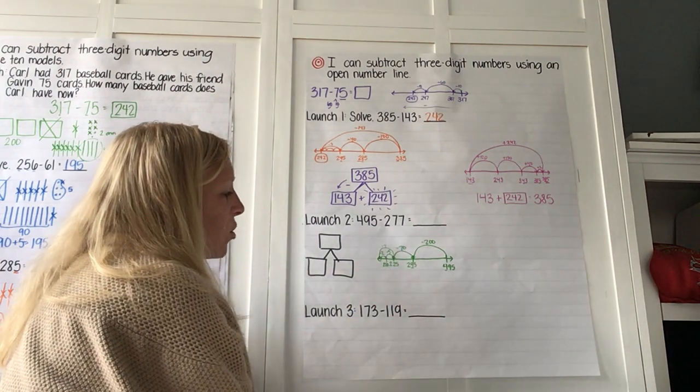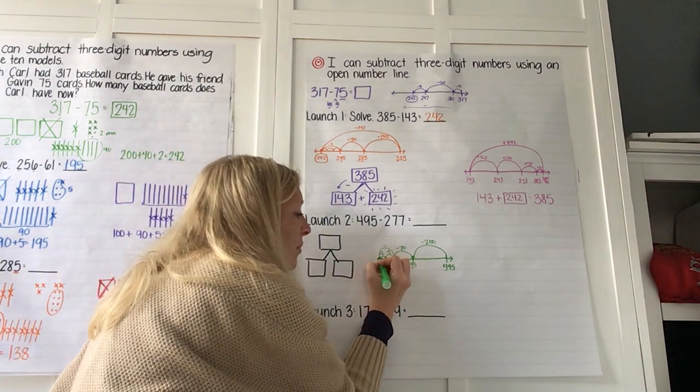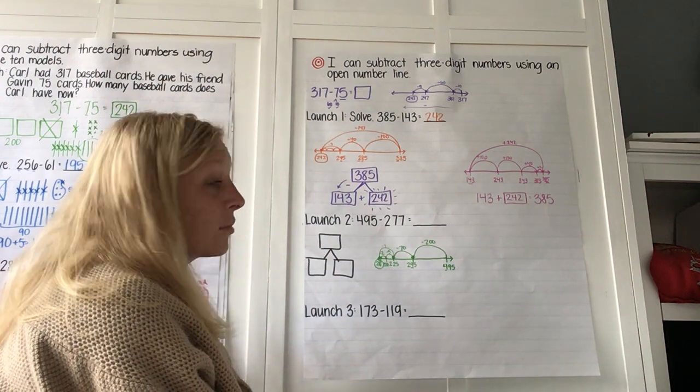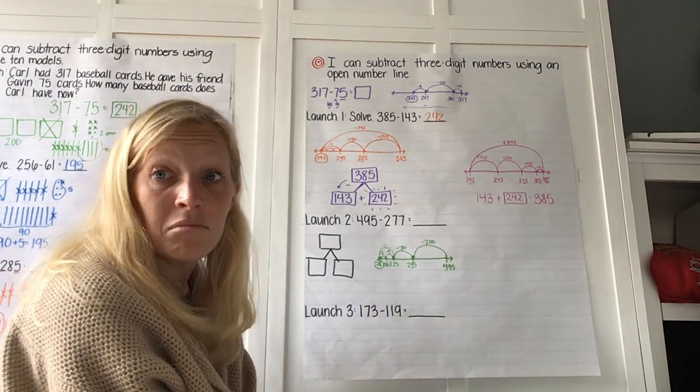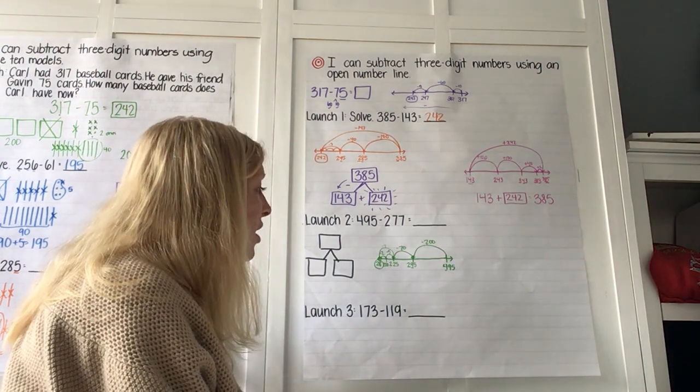Okay, and so when you're at 220 and you take away 2, what do you land on? And how do you know it's 218? 2 less than 20 is 18. So 2 less than 220 is going to be 218.